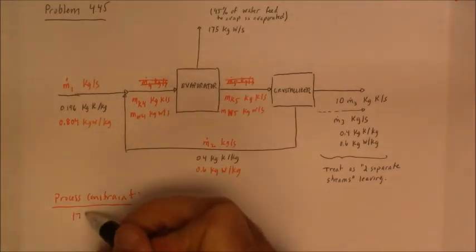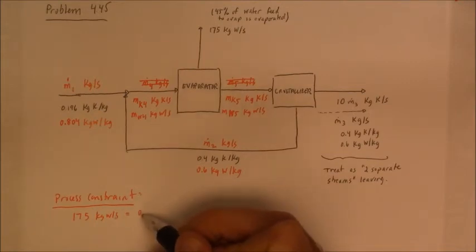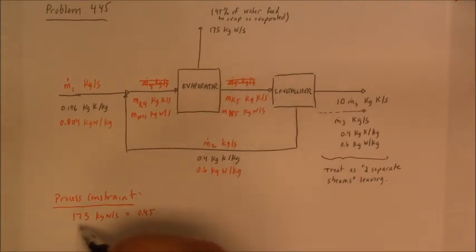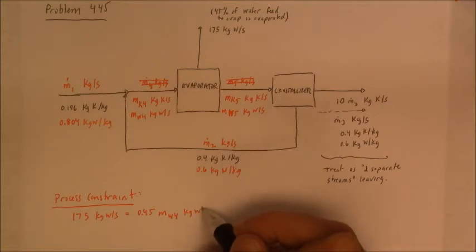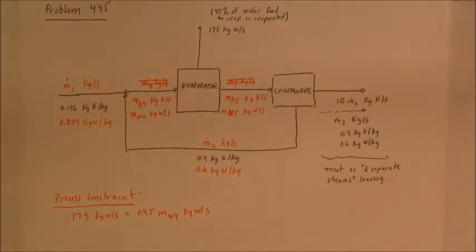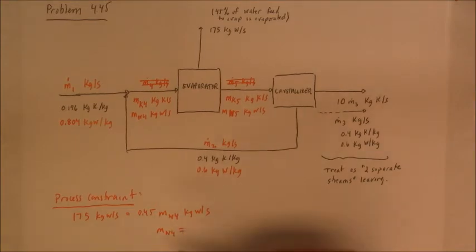I know that 175 kg water per second equals 0.45 times MW4 kg water per second. So I can quickly punch this into my calculator and solve for MW4 equals 389 kg water per second.